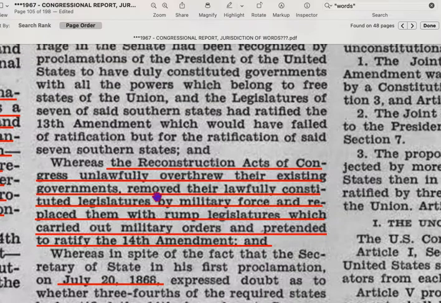So the federal government went into the state capitals and removed their lawfully constituted legislatures by military force and replaced them with rump legislators, which carried out military orders and pretended to ratify the 14th Amendment.